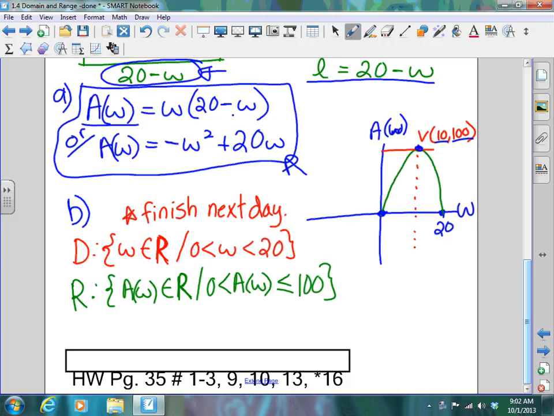But looking at your diagram here, you could have a width anywhere between 0 to 20, and you could have an area anywhere from 0 to 100. So to get your domain and range, you have to complete the square or find the maximum value on your parabola. And basically the width can be anywhere between 0 and 20, although the maximum is at 10. Remember, that's a symmetry point. And your range, which is your area, can be anywhere from 0 to 100.